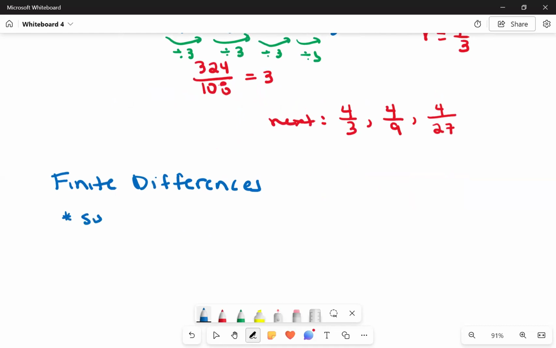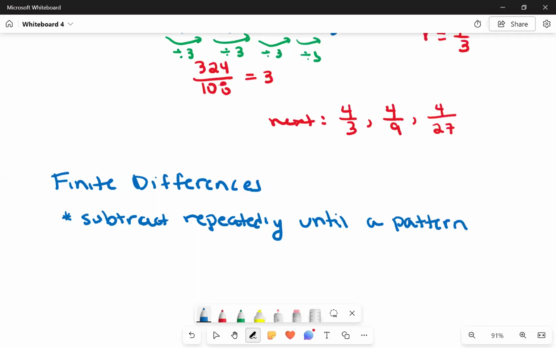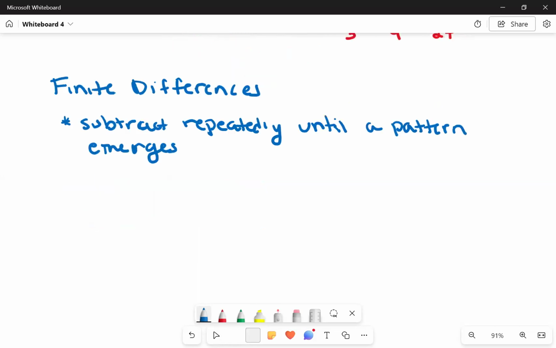So we're going to subtract repeatedly until a pattern emerges. All right, let's look at an example. Let's say we have 10, 21, 35, 52, 72, and so on.